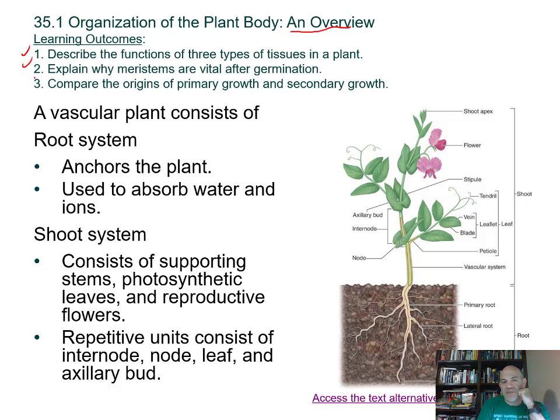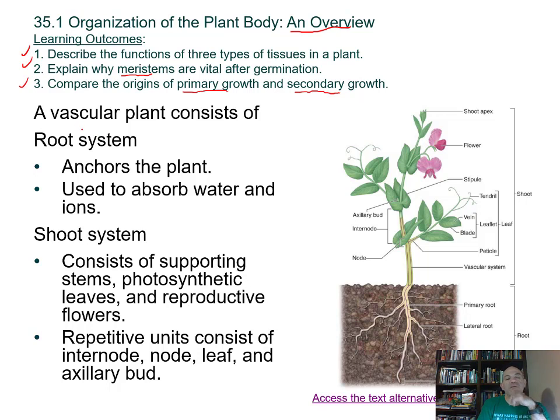The second objective is to explain why meristems are vital after germination. And so we'll define what a meristem is and take a look at that a little closer. And then compare the origin of primary growth and secondary growth. So primary growth, in short, is growth in the length of the plant, where the parts get longer. And secondary growth is growth in width, or the diameter of those plant structures.